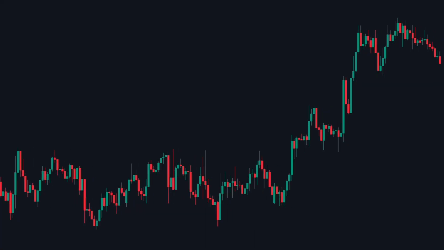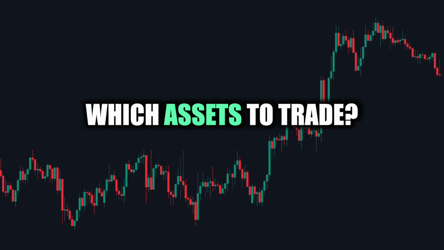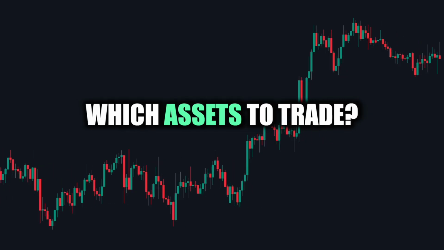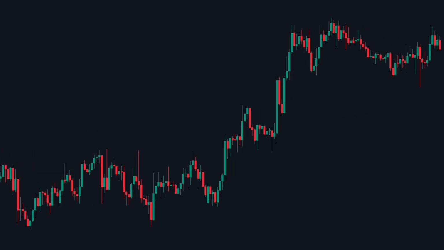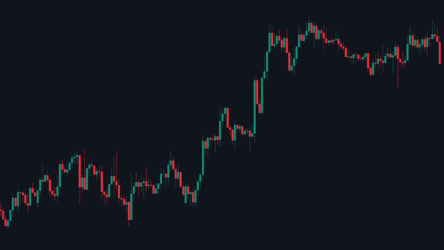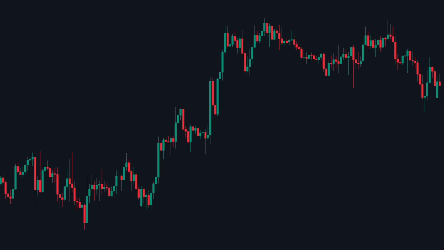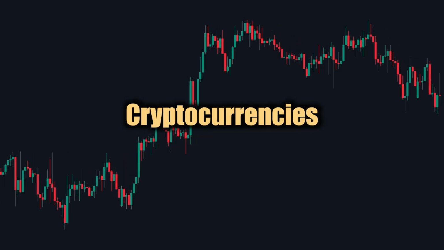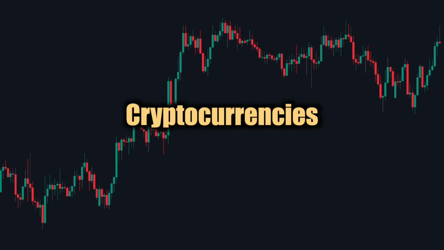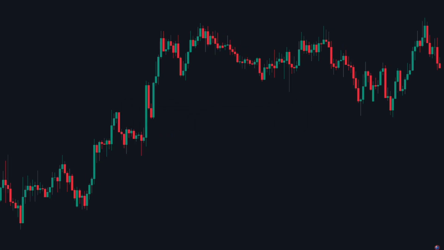Another question that people tend to ask is, which assets should I trade this strategy with? Well, if you think about it, a breakout strategy will work very well with an asset that likes to make sudden huge movements. An example of that would be cryptocurrencies. So that's where I recommend trading this strategy.